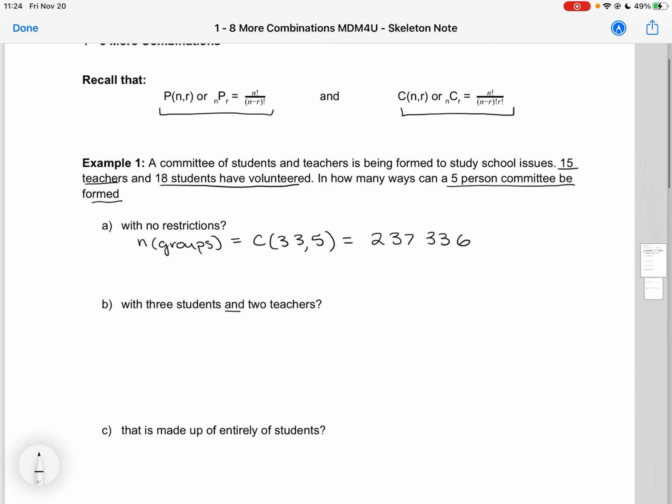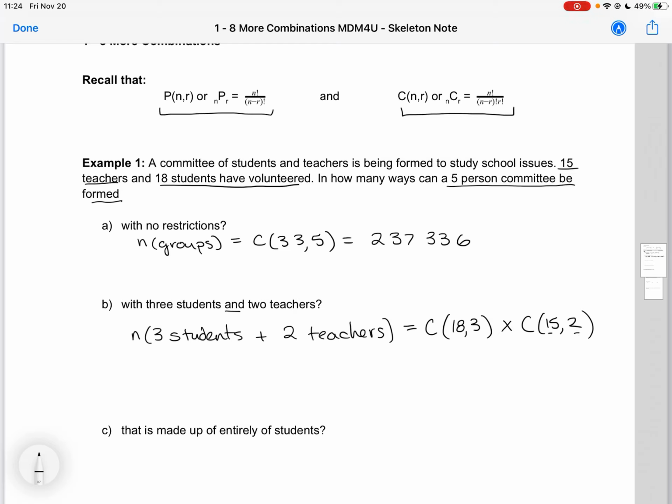Now the second one that we're going to look at is what if we want the group to have 3 students and 2 teachers. So what we need is to look at the possibilities of choosing 3 students, so 18 students choosing 3, and we're going to multiply by the number of ways that we can choose 2 teachers. 15 teachers choosing 2, we would get 816 times 105, and then we would get 85,680 possibilities with 3 students and 2 teachers.